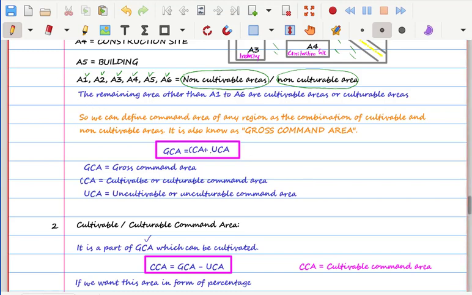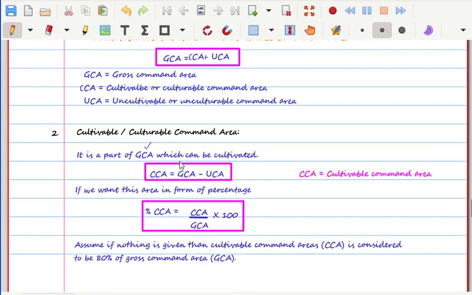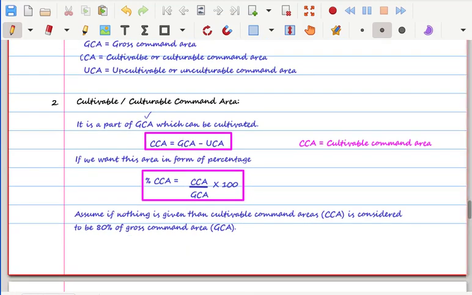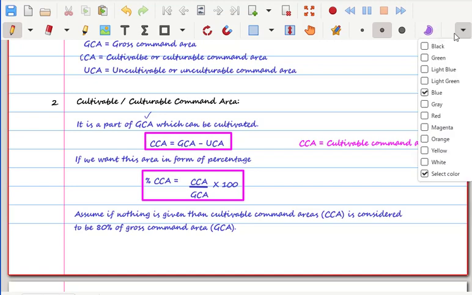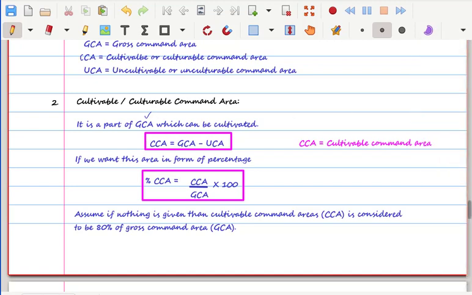If you want to find out cultivable command area, obviously this will go to the other side and it will be subtracted from the gross command area, right? So it is derived from here. So your cultivable command area will be equal to gross command area minus uncultivable command area. Then you will get cultivable command area.